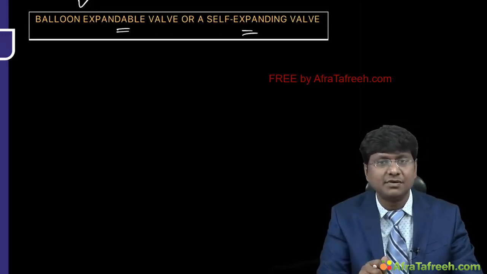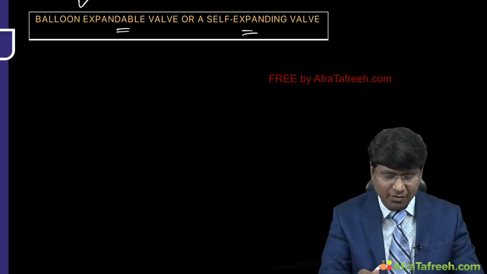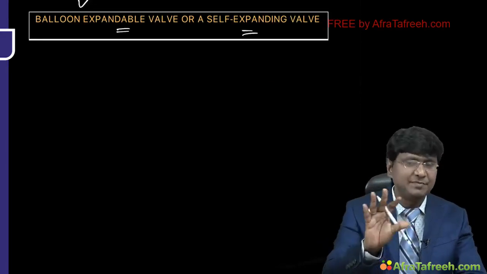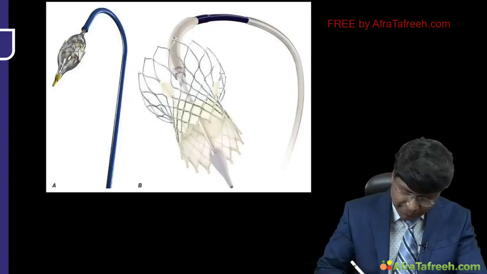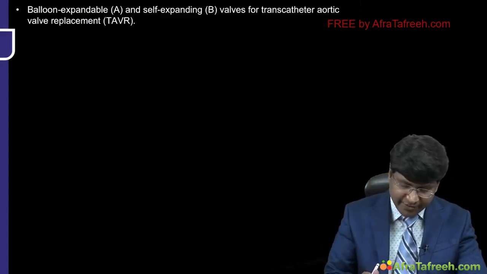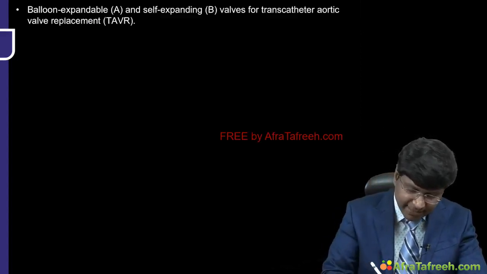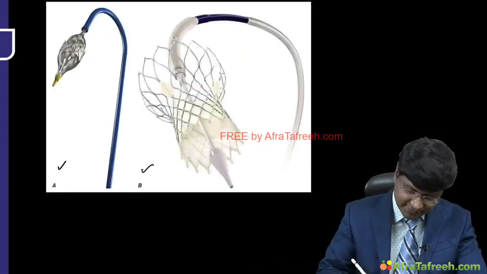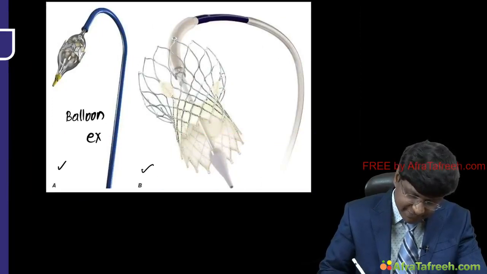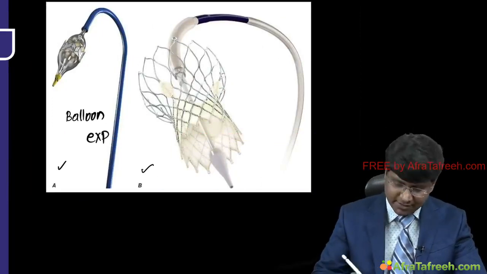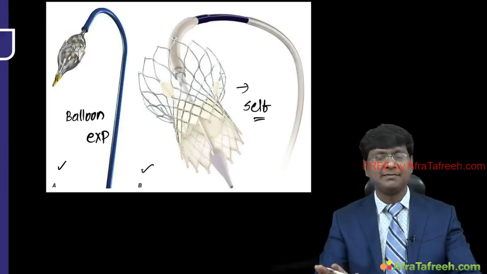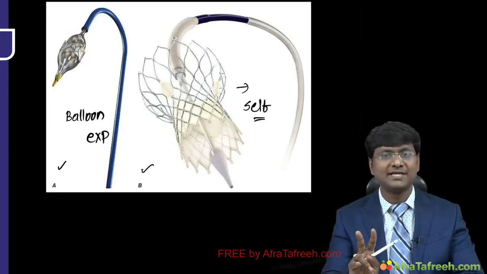These are the two systems which are being present. Initially, with the help of a balloon, we expand the valve and then the valve is implanted. So you have image A as well as image B. Out of this, the first image is a balloon expandable valve of TAVI and this is a self-expandable valve. So these are the two types of valves in the TAVI.